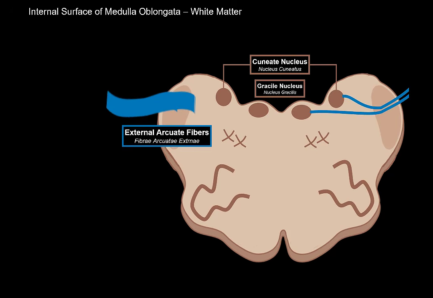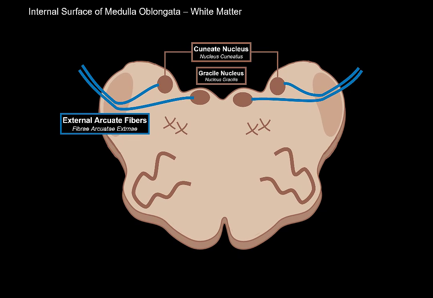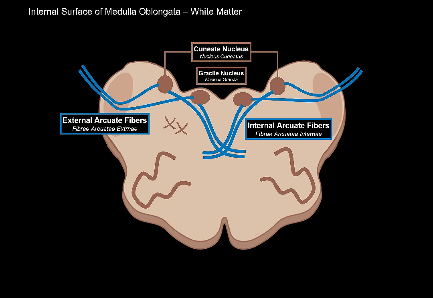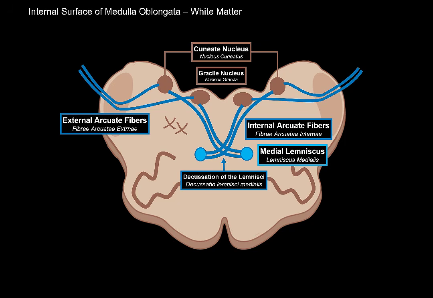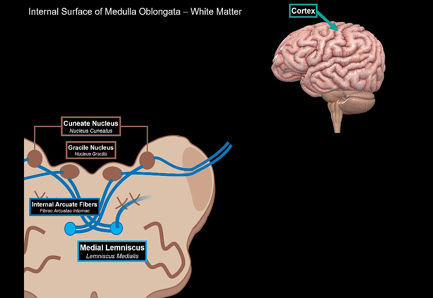Now, since we have external arcuate fibers, we will also have internal arcuate fibers. And these fibers will cross over to the other side, as you see here, and these are called the internal arcuate fibers. And since they both cross to the other side, they will decussate to form the decussation of the lemnisci. And they're called that because once they cross, they will start to ascend upwards in your central nervous system as the medial lemniscus to go further through the diencephalon and then to your primary somatosensory area in your cerebral cortex.